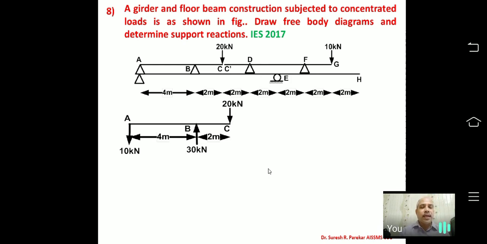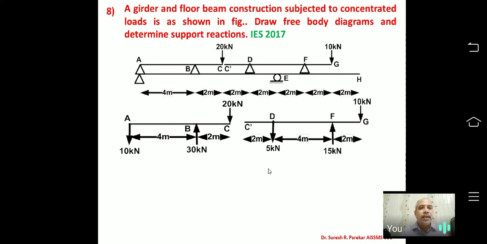If I take moment about A equal to 0, then I will get value of RB. So that value I will get 20 into 6, 120 divided by 4, 30 kilonewton upward. So if you apply summation Fy equal to 0, then you will get RA 10 kilonewton but in downward direction. Now go to C', D, F, G. Now you take moment about D equal to 0. So you will have 10 into 6 divided by 4, you will get 15 kilonewton. Apply Fy equal to 0, you will get 5 kilonewton downward.